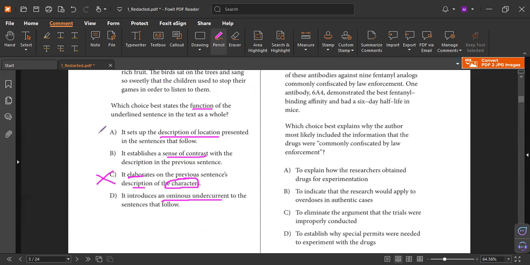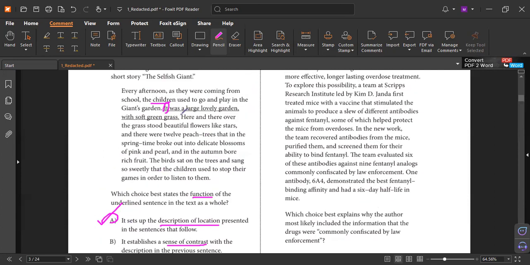So it's D. So it's A. No, A? How is it ominous here? It does not tell us about anything ominous, or that something bad is going to happen. Yes, that is wrong, but letter A is so clear. Description of location: the garden was a large garden with soft green grass, and here and there over the grass stood beautiful flowers.